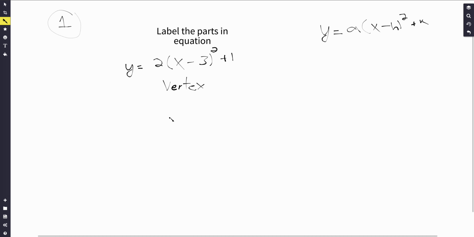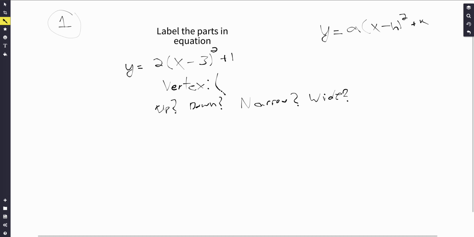and whether the function opens up, opens down, is narrow or wide. Let's do up, question mark, down, question mark, narrow, question mark, or wide.